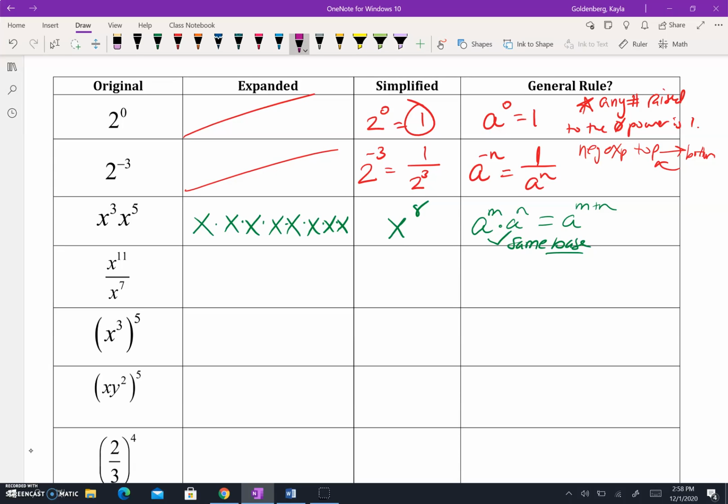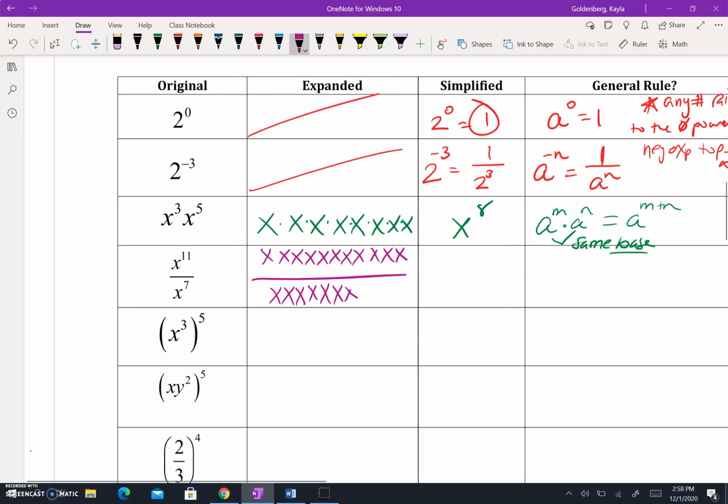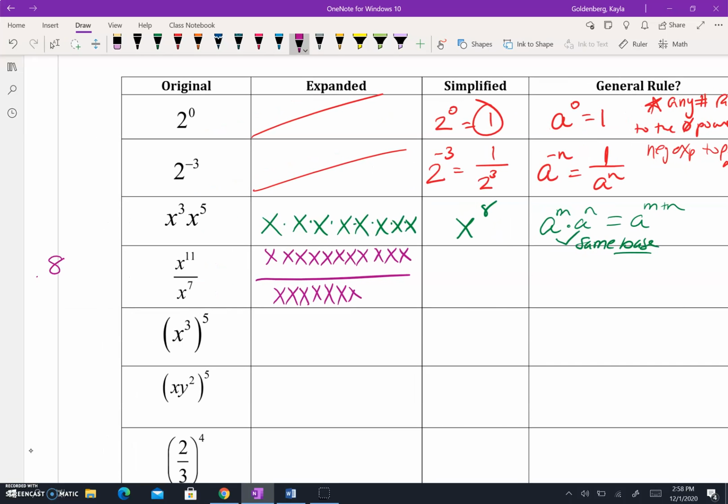Let's try another one. If I have 11 x's over 7 x's. Thinking about simplifying fractions, right? If I have the same thing on the top and the bottom of a fraction, maybe I'll write it over here on the side. If I had a fraction like 8 over 6, you could write that as 2 times 4 and 2 times 3, right? Thinking about how we would normally take away that 2 and call this 4/3, simplifying our fraction.